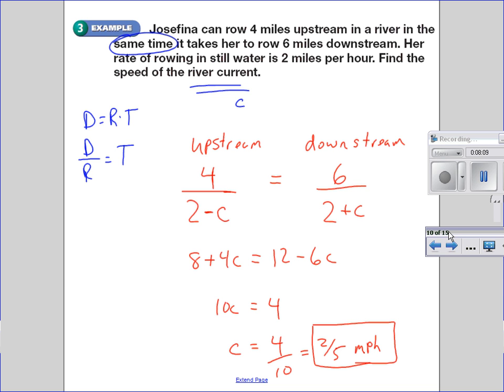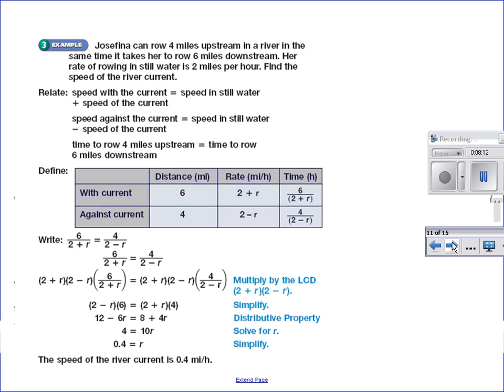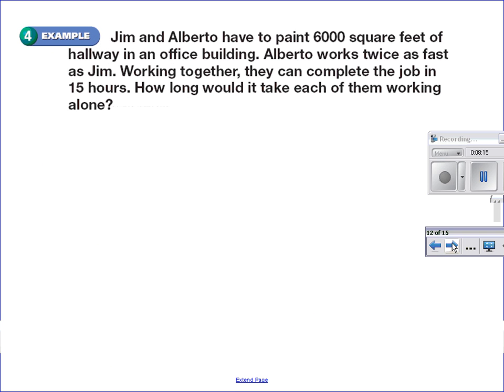All right. Let's try one of these in the form of another problem setting. So Jim and Alberto, they're painting 6,000 square feet of hallway in an office building. Okay. All right. So they're going to paint 6,000 square feet. And working together, they complete the job in 15 hours. So the 6,000 square feet, that's one hallway that they get done together.